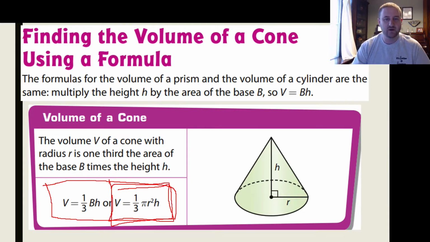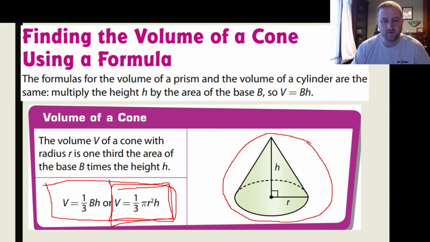Okay, so if you remember, a cone looks like this. It's like an ice cream cone, right? It's got a circular base. The middle point to the outside of the circle is the radius, and then the height is the point from the middle point of the circle all the way to the very top tip of the cone. Okay, the vertex there.